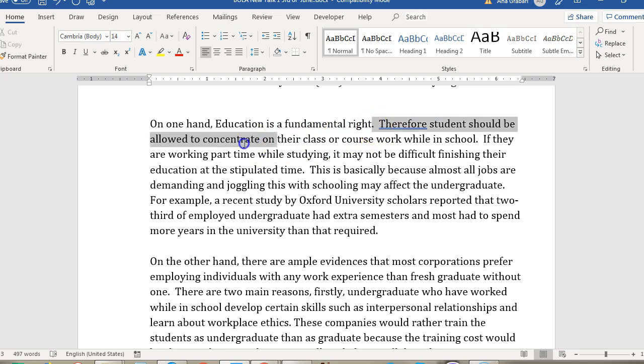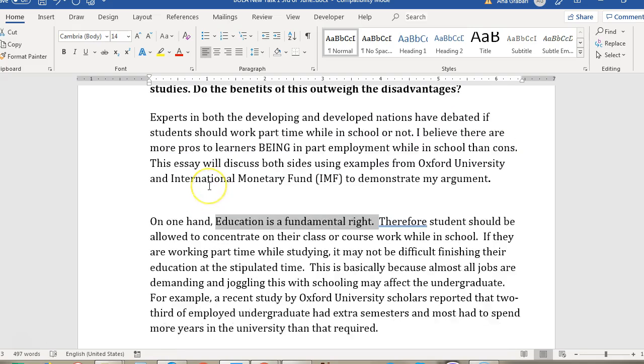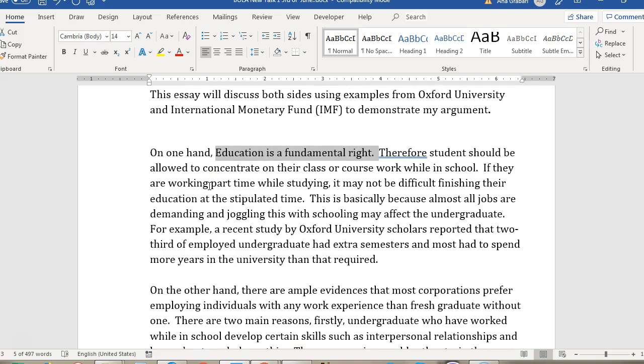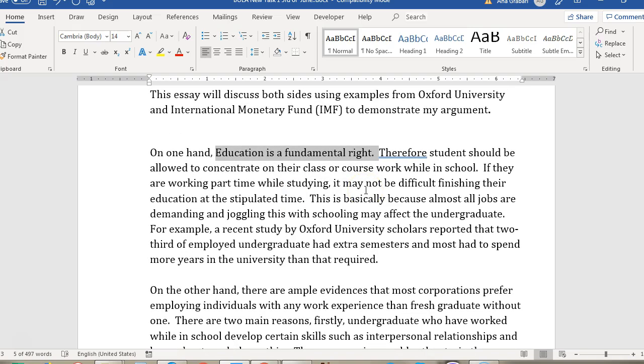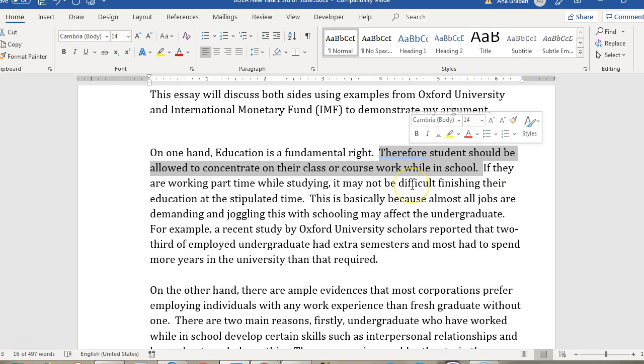So perhaps here, after "on the one hand," you should have the main argument for this paragraph because I'm not sure that this is the main idea of this paragraph. This is confusing. I'm not sure what I'm going to read about. Am I going to read about you arguing for the fact that everyone should have education? Okay, let's see. "Therefore, students should be allowed to concentrate on their classes or coursework, one word, while in school." Well, who doesn't let them concentrate? Because you are saying this as if someone forces students to work. Is it so? I'm not sure.